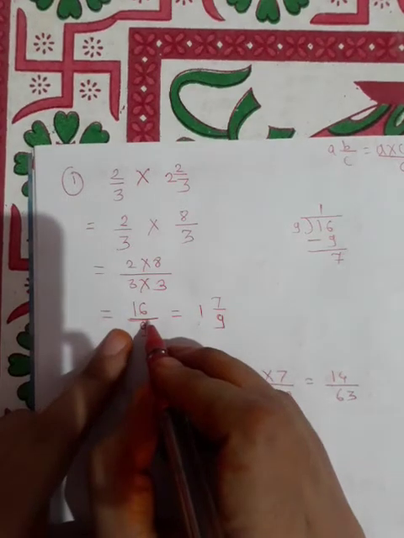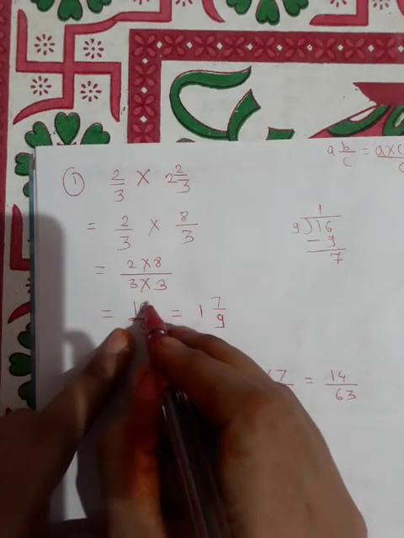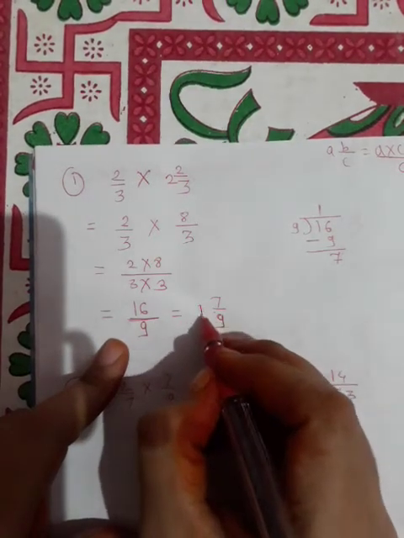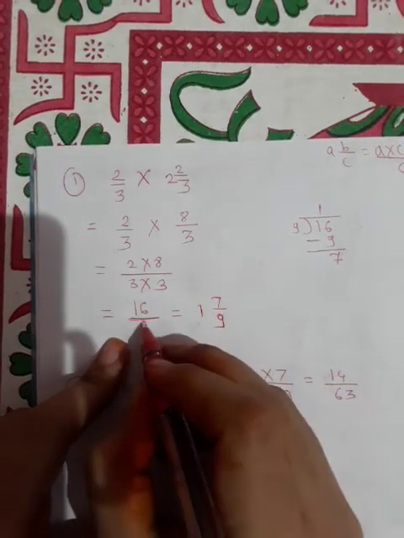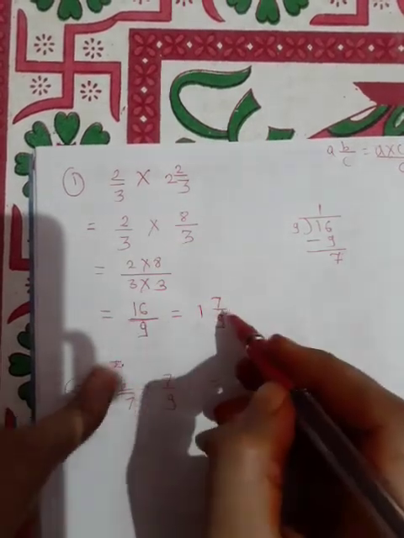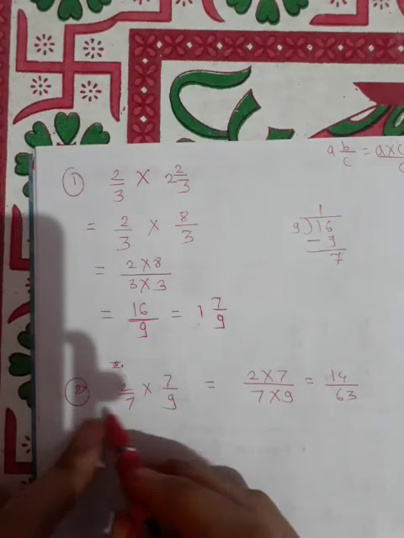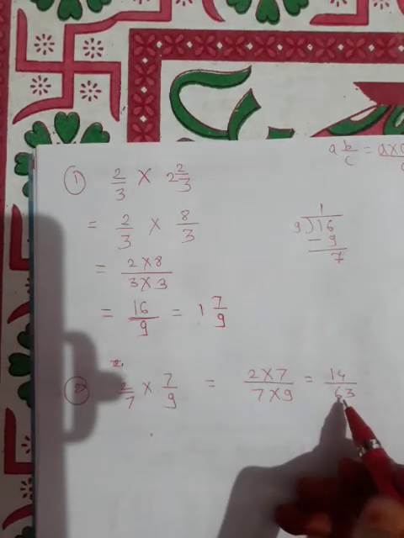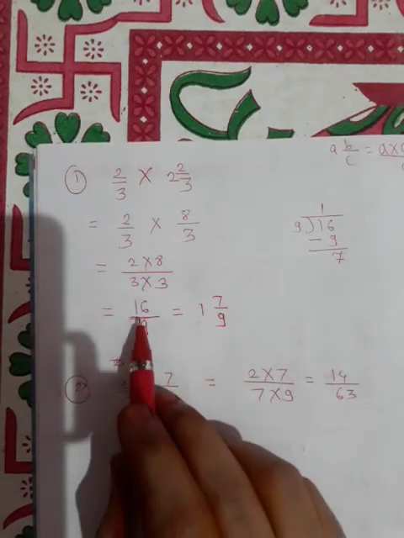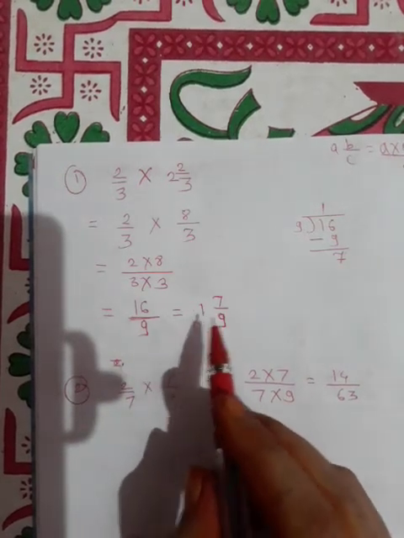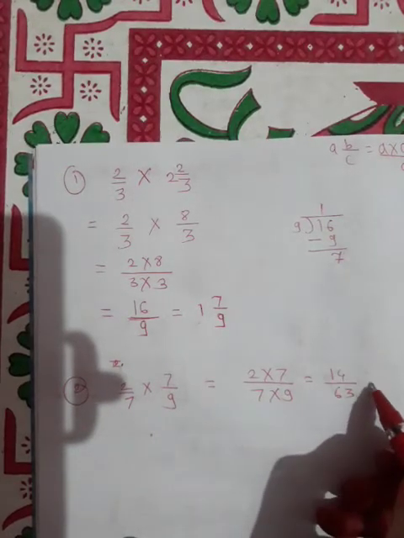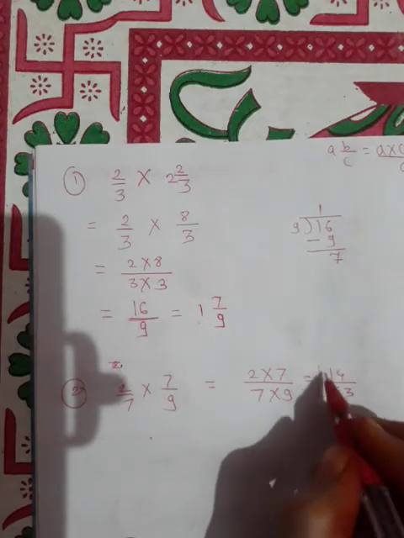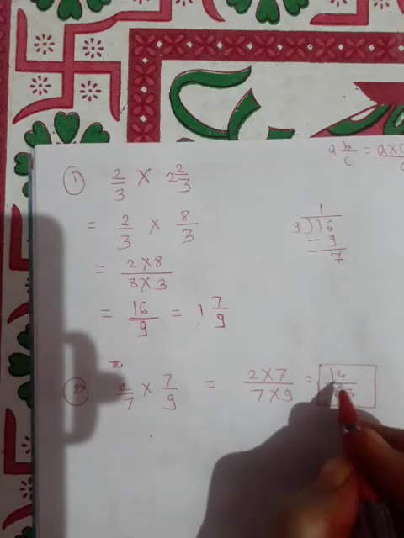Okay, means we have converted this improper fraction into a mixed fraction, that is the lowest form. We have converted this product into lowest form. Okay, so in the second example, 2 by 7 into 7 by 9 means 14 by 63. We can convert only an improper fraction into lowest form. We can't convert a proper fraction into lowest form, so we take this answer as it is.